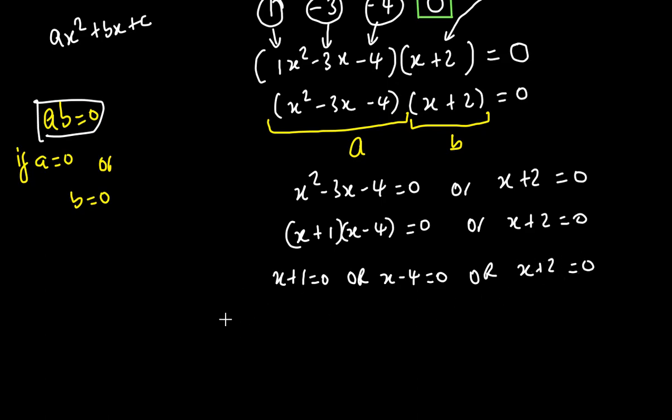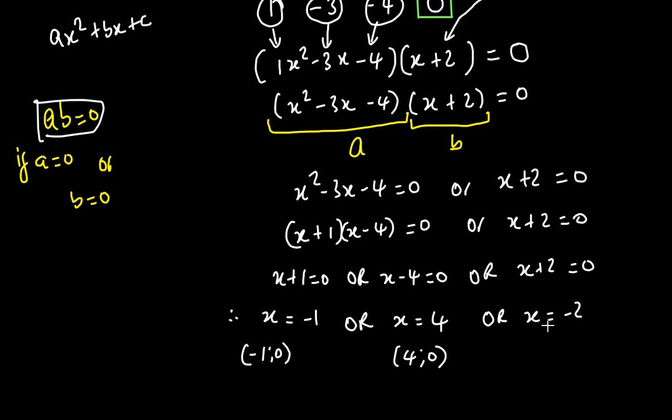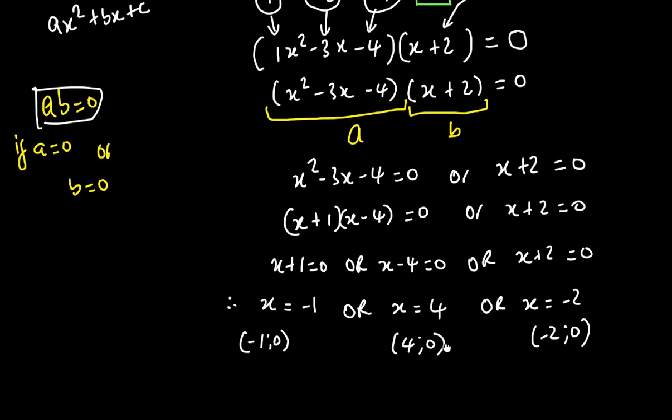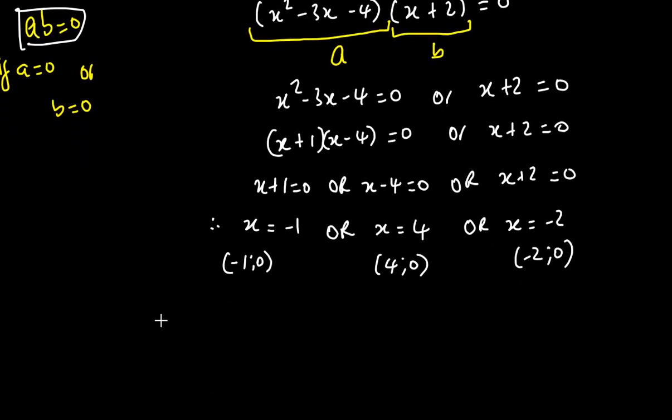Then I solve it once. Then I say, therefore, x will be negative 1, or x will be 4, or my x would be negative 2. And as coordinates, you can write them as negative 1 and 0, and then you can say 4 and 0, and then you can say negative 2 and 0 there. All right, so now remember, good people, what did we find here? These are our x-intercepts.